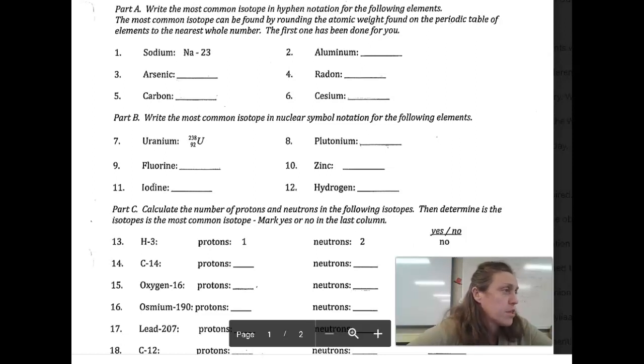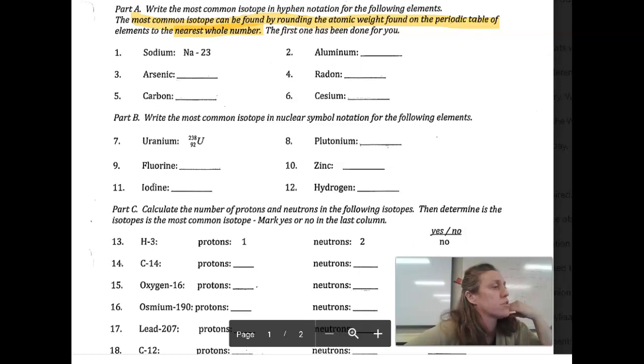So it says part A, write the most common isotope in hyphen notation for the following elements. The most common isotope can be found by rounding the atomic weight found on the periodic table to the nearest whole number. So here are the key words. The most common isotope can be found by rounding the atomic weight on the periodic table to the nearest whole number. Let me see if there's any tricky ones. There's one tricky one, and that is chlorine. Chlorine's just really unique.